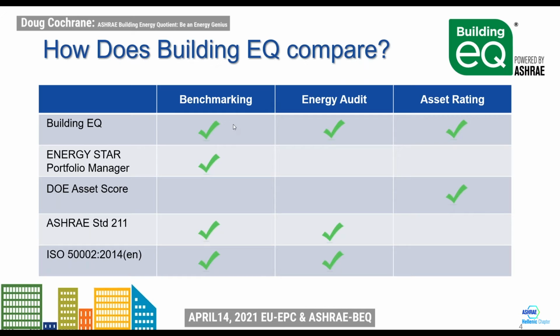So how does BuildingEQ compare? So you'll see the three topics: benchmarking, energy audit, and asset rating. BuildingEQ handles all three. Portfolio manager is just benchmarking. The asset score is just your asset rating. ASHRAE Standard 211 is both benchmarking and the energy audit, and ISO 5002, which I know a lot of the European folks are familiar with, will handle both benchmarking and energy audit. Next slide, please.